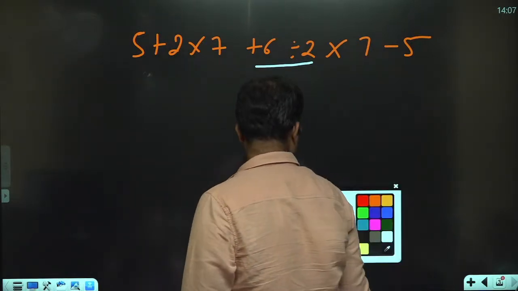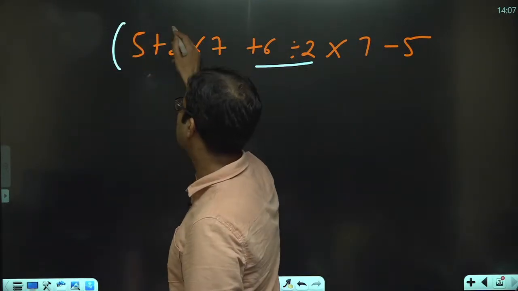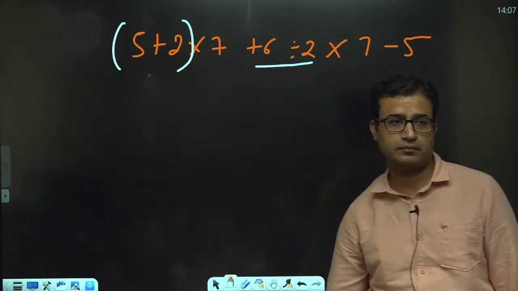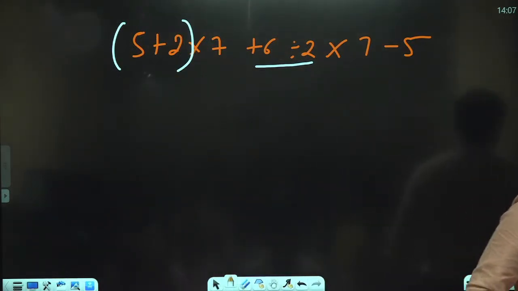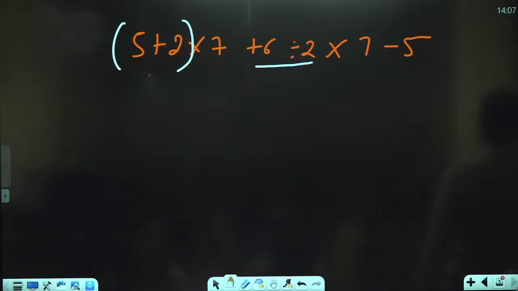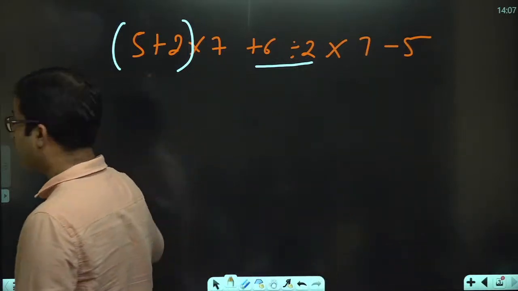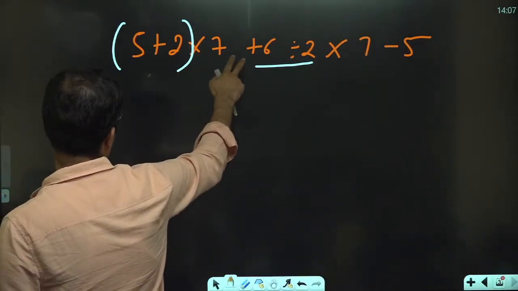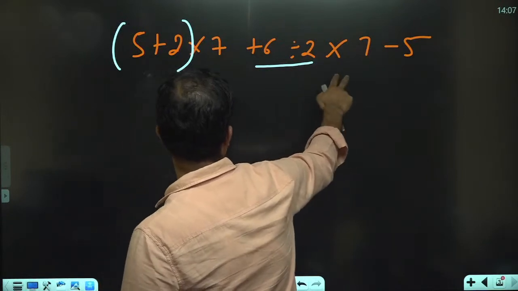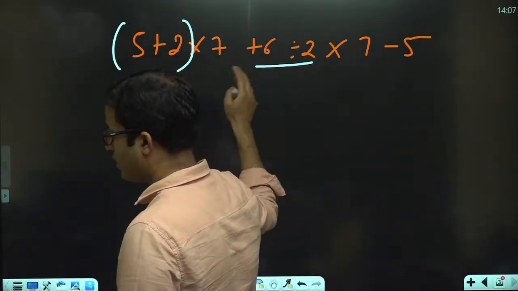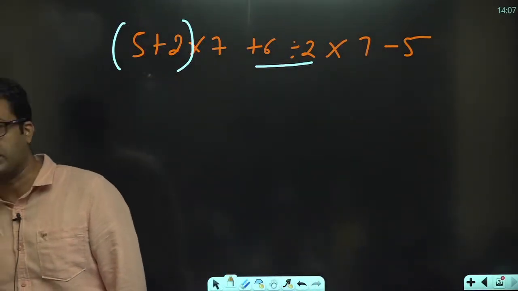So what I will do here, I will add a small bracket. Earlier there was no bracket. Now we have a bracket here and inside the bracket we have 5 plus 2. Now you people try this question. So in this bracket we have 5 plus 2 multiply with 7 plus 6 divided by 2 multiply with 7 minus 5. You solve this, then see what is your answer.